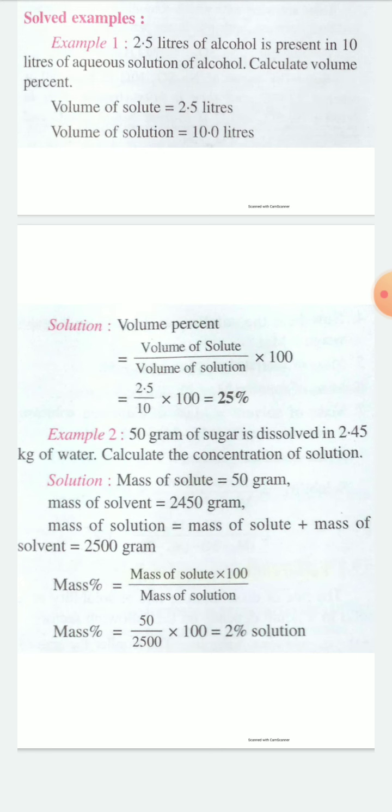So mass of solution will be 50 plus 2450, that is 2500 gram. Mass percentage of this solution will be mass of solute divided by mass of solution into 100, so 50 divided by 2500 into 100, that is 2%. So the mass percentage, or concentration, of this solution is 2%.